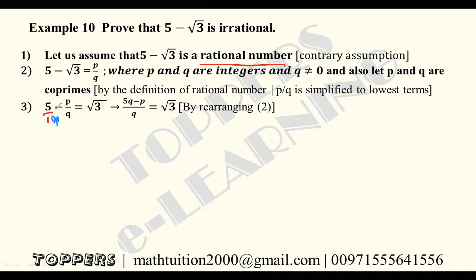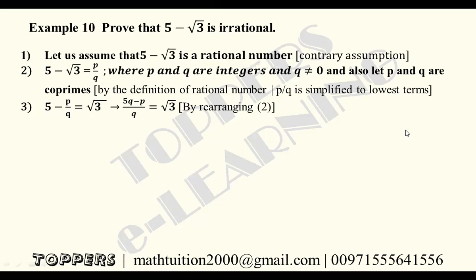See, when you are multiplying numerator and denominator by the same number, there is no change. So we'll take the common denominator as the denominator and do the operation on the numerator, 5q minus p. So that is equal to root 3. Both ways we can do. Okay, fine.